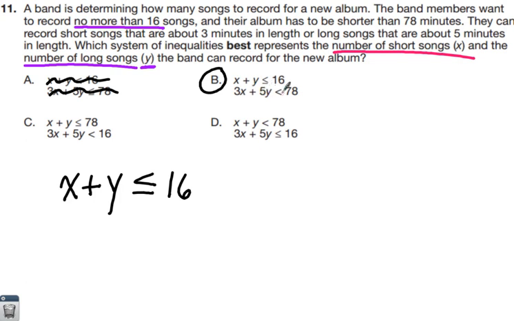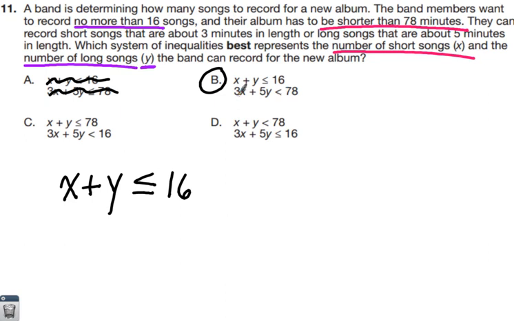3x plus 5y is less than 78. That also makes sense because 78 was the total number of minutes, and the album has to be shorter than that, which means it can't even be equal to 78. That's why this is a less than and not a less than or equal to. Just because of the verbiage, it needs to be shorter than 78.